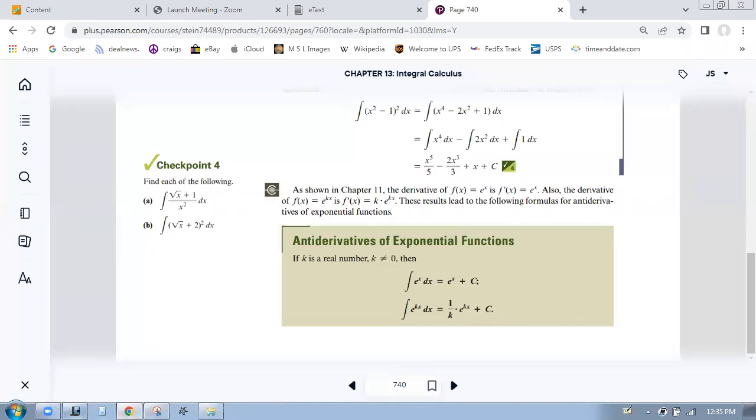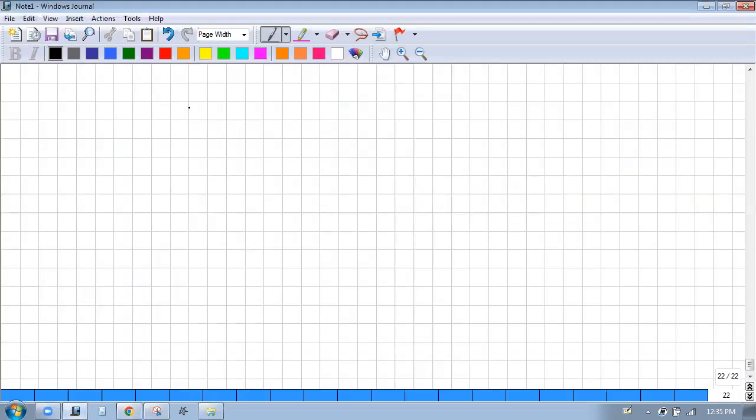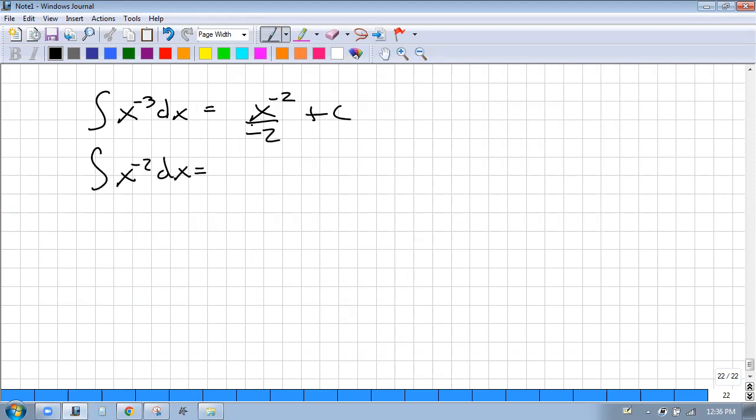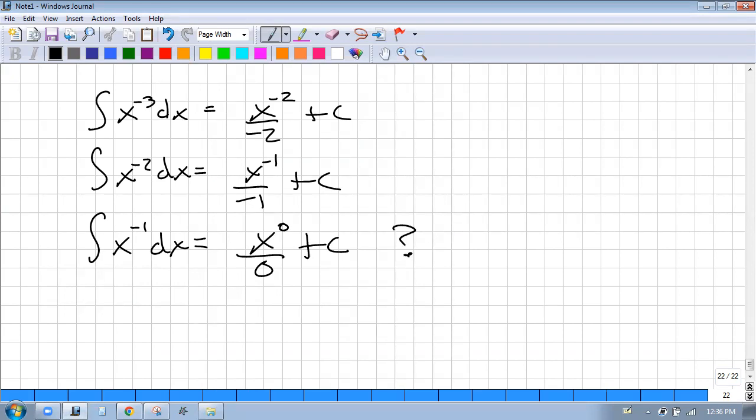Before we go there, let's see, what is it? The integral of x to the minus 3, right? This would be x to the minus 2, right? The integral of x to the minus 2, well, that would be x to the minus 1, right? The integral of x to the minus 1 would be the integral of x to the 0 divided by 0. Can't divide by 0, right?